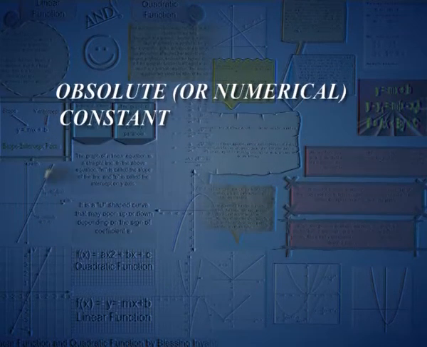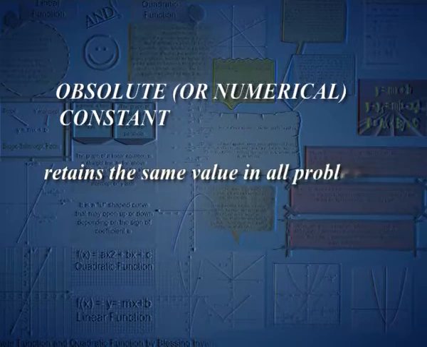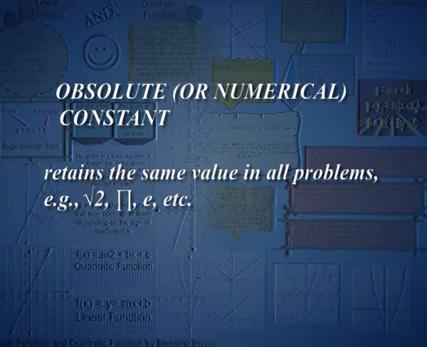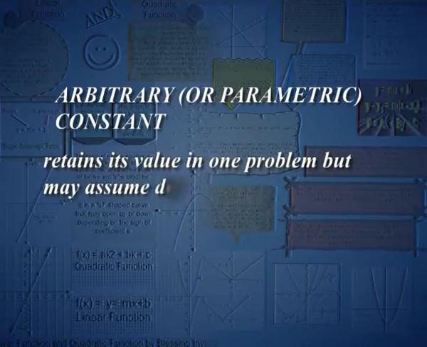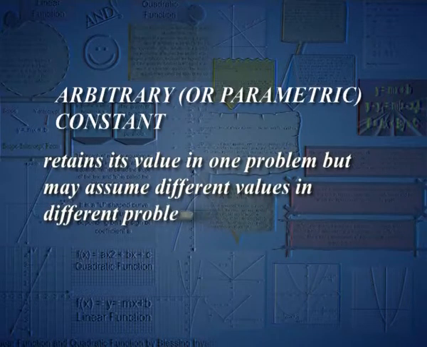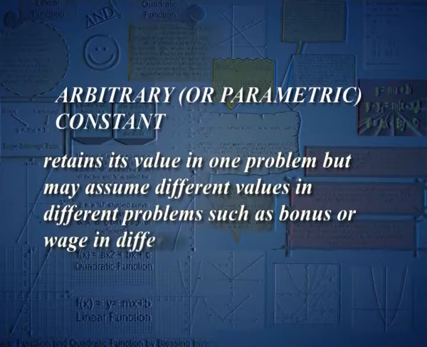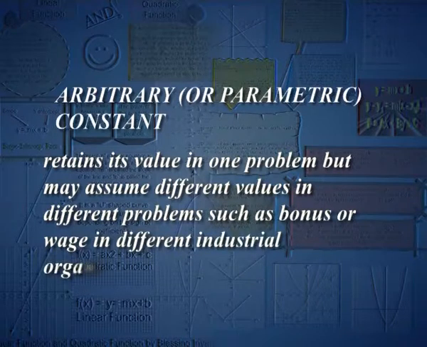An absolute constant retains the same value in all problems. For example, under root 2, pi, e, etc. These are all absolute constants. An arbitrary constant retains its value in one problem but may assume a different value in different problems, such as bonus or wage in different industrial organizations, etc.